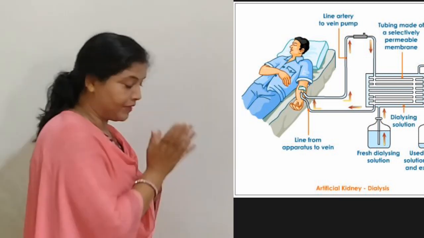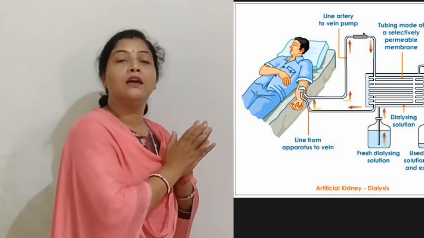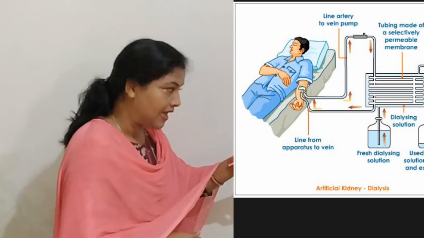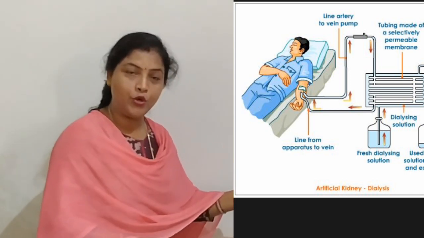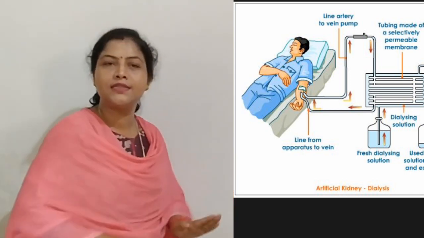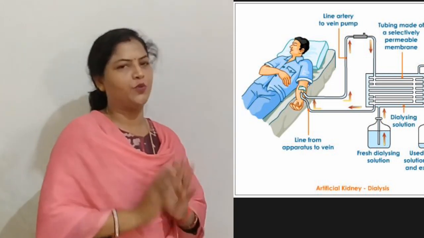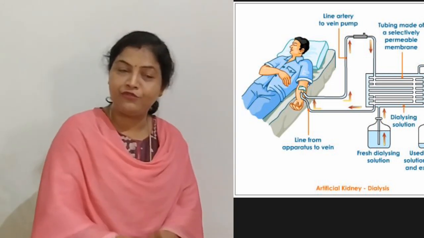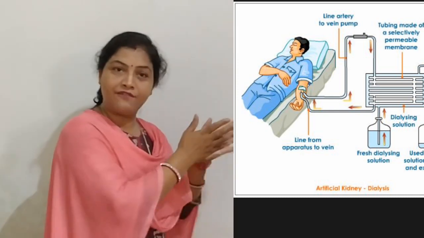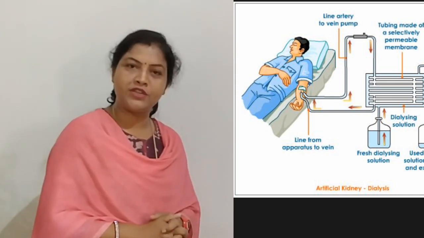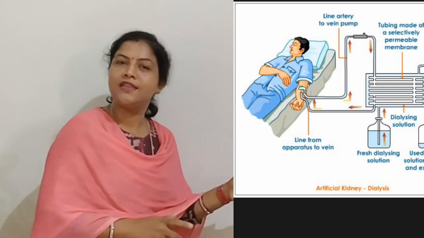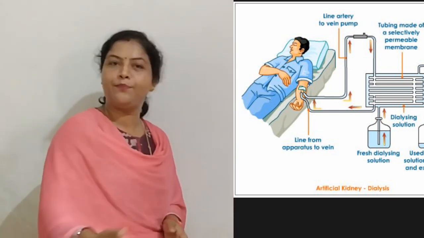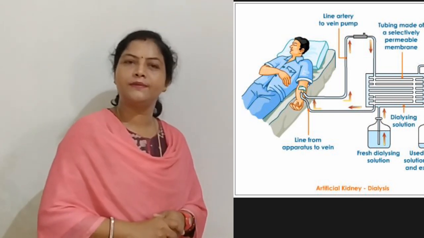then what happens? This blood is rich in nitrogenous waste. And that dialyzing fluid, what I have told you, that fluid does not contain any kind of nitrogenous waste. So it is obvious that by the process of diffusion, higher concentration will move to the lower concentration. So these nitrogenous wastes will move to dialyzing fluid by the process of diffusion.